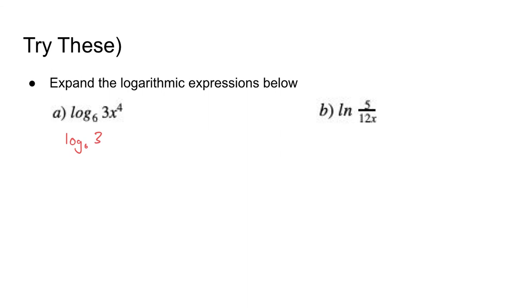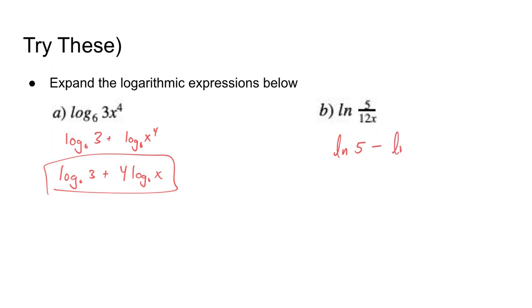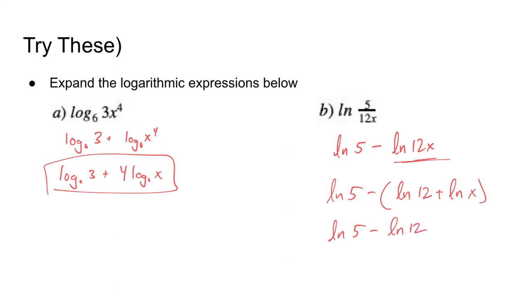So I see multiplication, so I'll change that into a sum of 2 separate logarithms. And then I see an exponent, so I can rewrite that as 4 in front of that log, and that is my final answer for A. For B, I see a quotient, so I can rewrite that as the natural log of 5 minus the natural log of 12x. Hey, that still has some multiplication, so I'll expand it out more and turn it into the natural log of 12 minus the natural log, plus the natural log of x. Please notice that I have that in a set of parentheses. That's really important because both of those things are on the denominator. I could also distribute the negative and come up with either of these as my final answer.